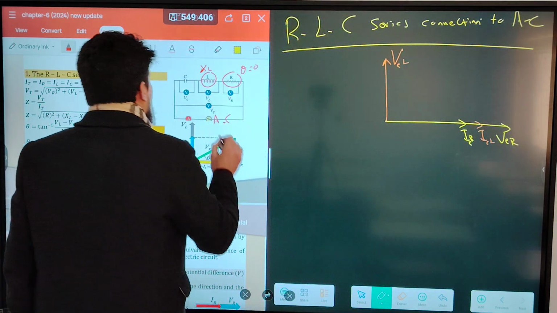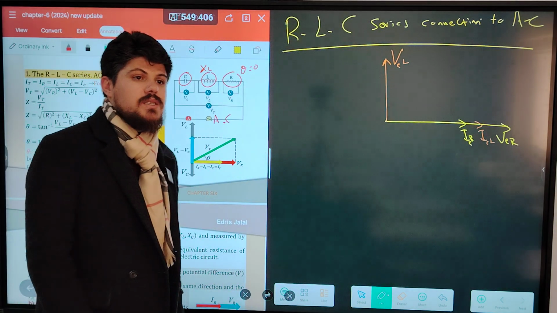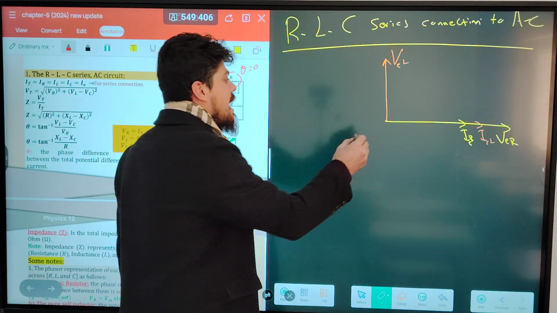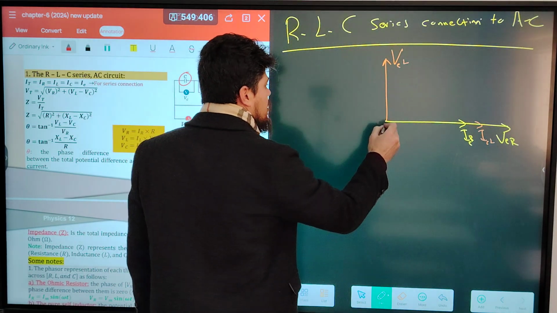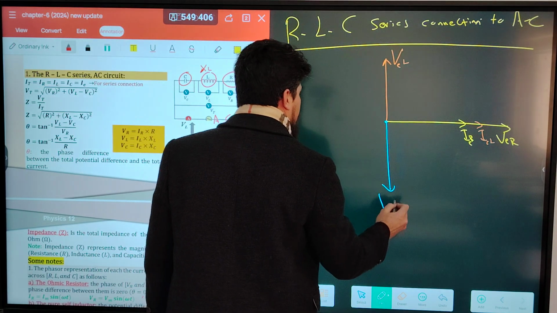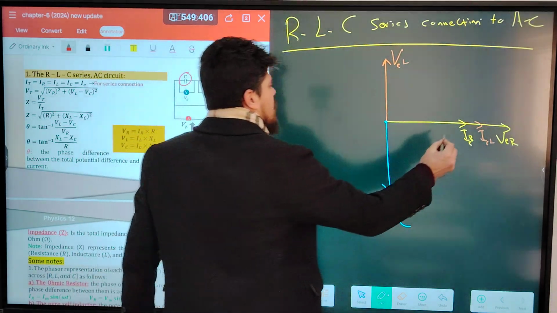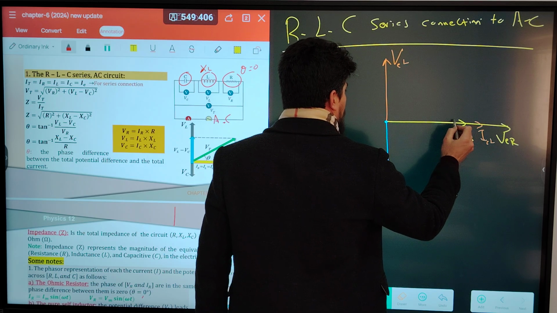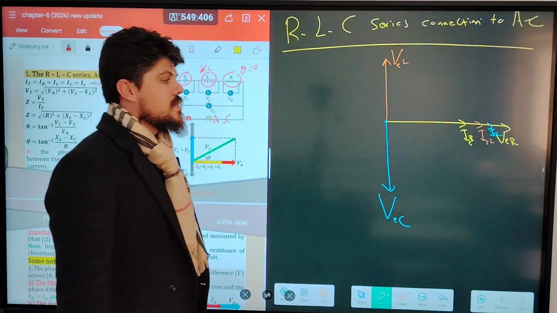And for the capacitor in an AC circuit, in a capacitor, potential difference lags behind current. What do you mean by lags behind current? It means located below the 0. So this becomes VC, the effective V across the capacitance, and it lags behind IC, the current across the capacitance.